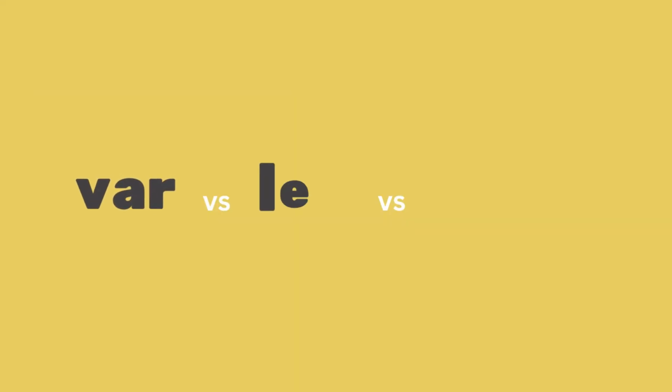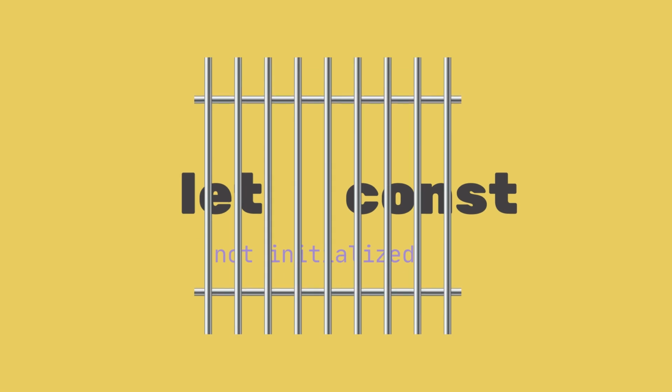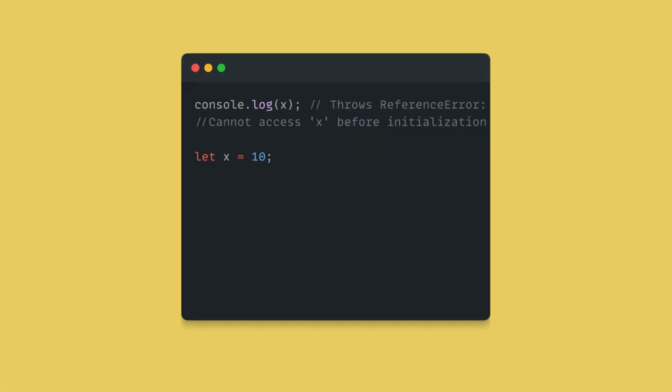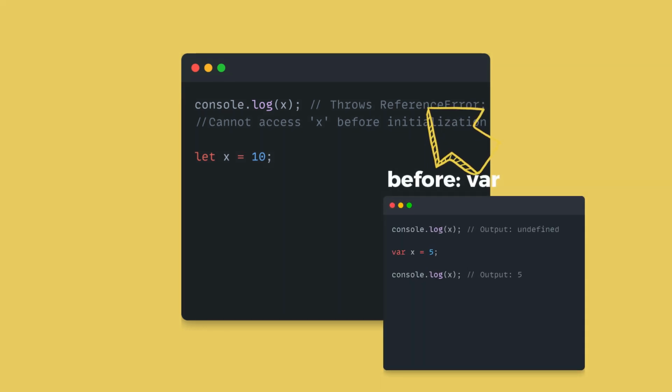Now, variables declared with let and const are also hoisted, but they are not initialized. They enter a temporal dead zone from the start of the block until a declaration is reached. That's why if we console log the variable x before the declaration like before, it will throw a reference error.